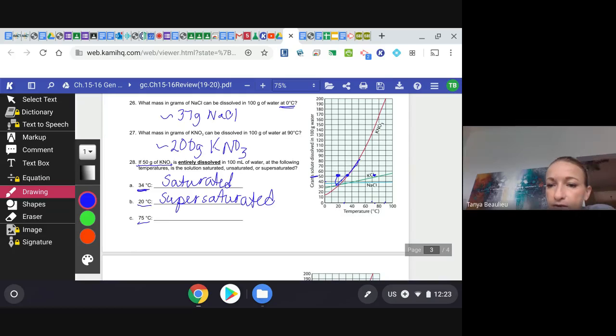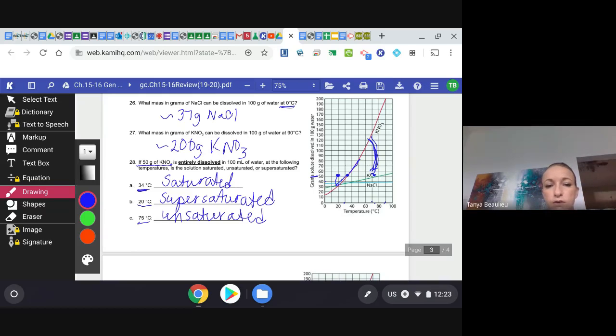And at 75 Celsius, I was here. I'm way below that line. When you're under the line, that means I can add a lot more solute. I can add all this extra solute and still have it dissolve. Therefore, it is an unsaturated solution.